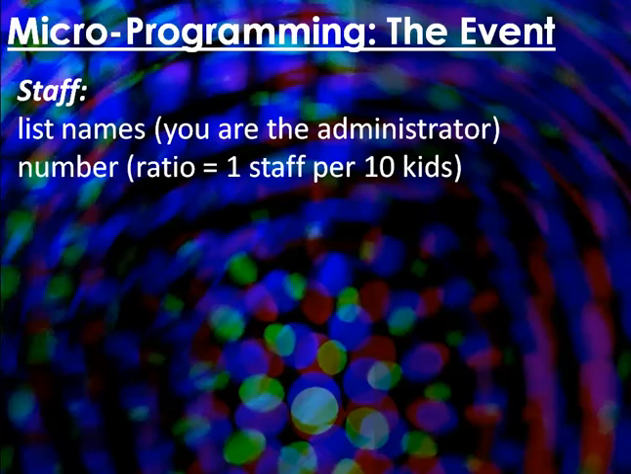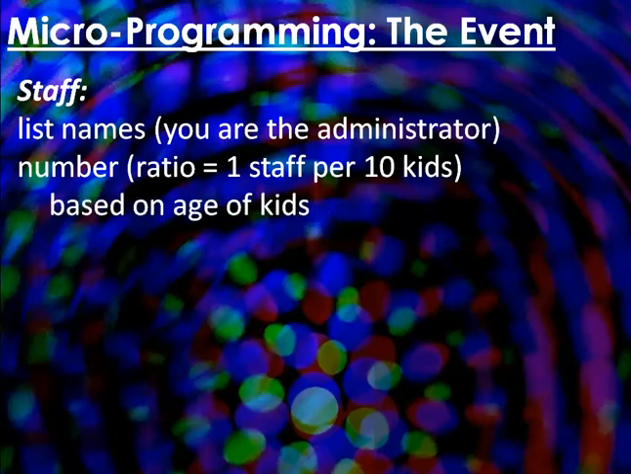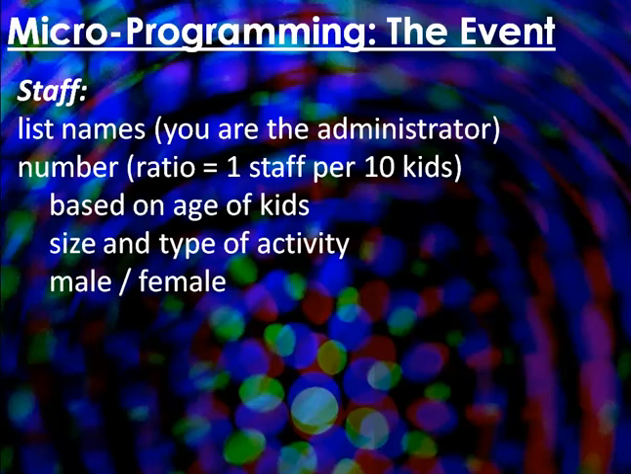We start with 1 to 10 as a ratio, but we adjust it, as you can see there in your outline, based on the age of kids that are involved in that event, based on the size and the type of the activity, and some consideration given for gender, for guys and girls. So if you have a middle school activity involving traveling somewhere in an inner city environment, you're going to want a better ratio than 1 to 10.